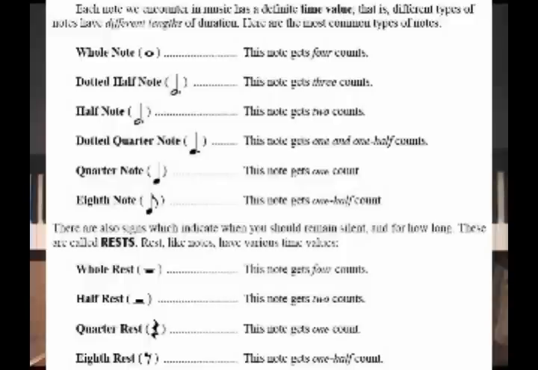1 and 2 and 3. Those are eighth notes, okay? Because you only get half of them. Half a beat, okay? And then there's dotted notes, like dotted half notes.